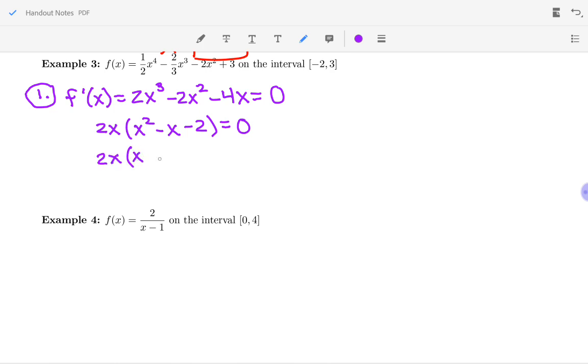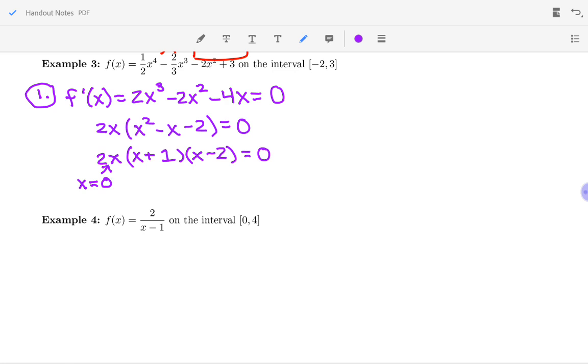I want to multiply to be a negative 2, so I must have a positive times a negative. And I want to add to be a negative 1, so it must be a positive 1 minus 2 to give me a negative 1. So I have 3 factors. I can see if I can get 3 critical numbers.